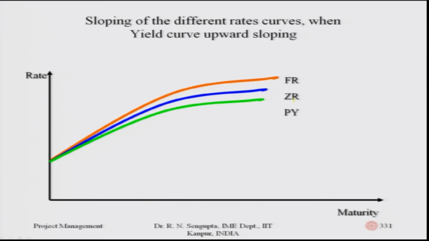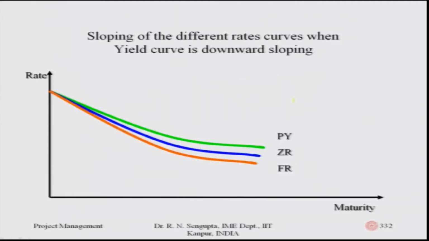And for the projects, if it is downward sloping, that is, if the dy dx are negative, then the graph will look exactly the opposite, where the forward rate, which is the red one, would go to the bottom, then you have the 0 rate and then you have the par yield.